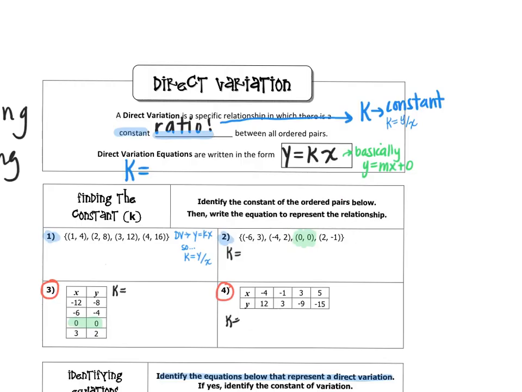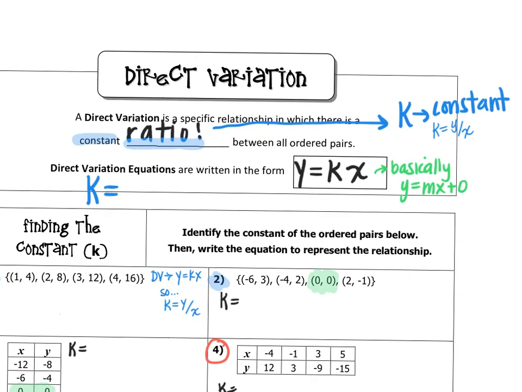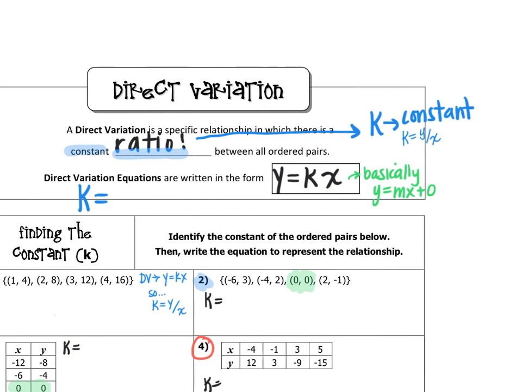A direct variation is a specific relationship in which there is a constant ratio between all ordered pairs. A constant ratio is represented by K, or a constant fraction, between all your X's and Y's, meaning the constant or consistent Y out of X is that consistent value.